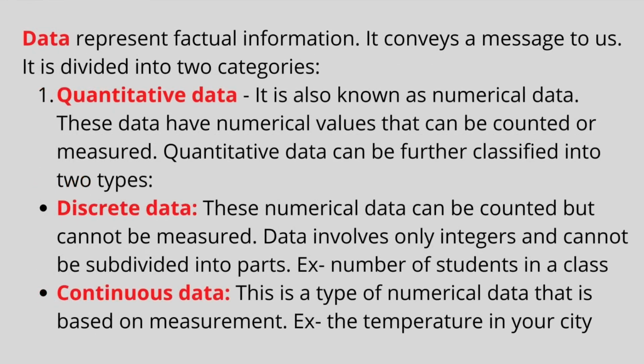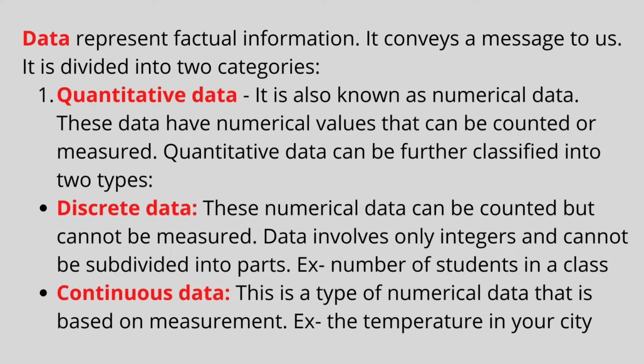The next important term in statistics is data. Your data represents factual information. It conveys a message to us. It tells a story. Your data can be divided into two categories, quantitative data and qualitative data. Quantitative data is also known as numerical data. These data have a numerical value and they can be counted or measured. Quantitative data can be further categorized into two types, discrete data and continuous data.